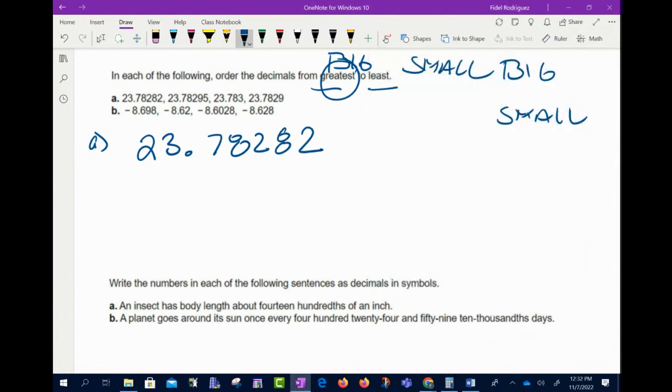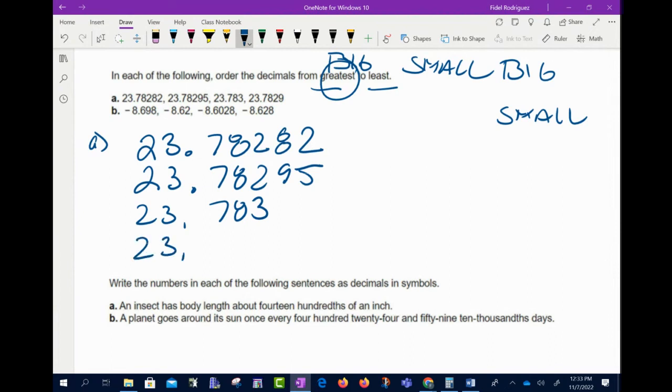So let me get rid of that. I don't need it. Okay, so the first number is 23.78282. The second number in the list is 23.78295. Okay. The next number in the list is 23.783. And the fourth number in the list is 23.7829. Okay. So remember what we're going to do. We're going to put them from biggest to smallest. Okay. So the first thing we would do is we could say, well, look, all the numbers are 23s.